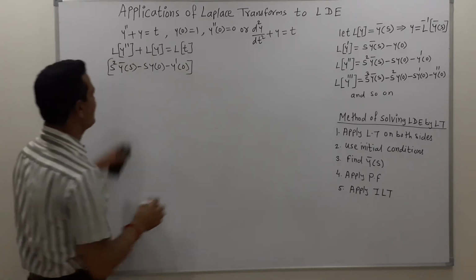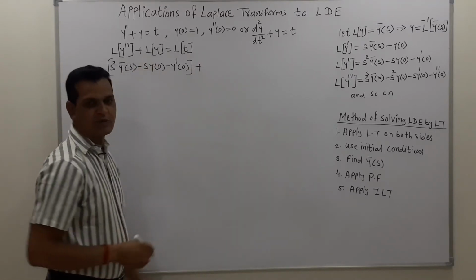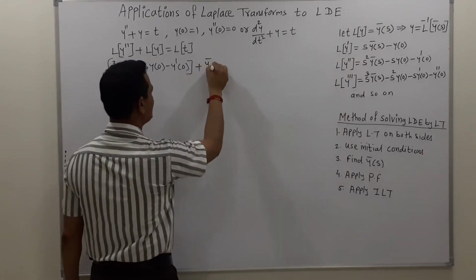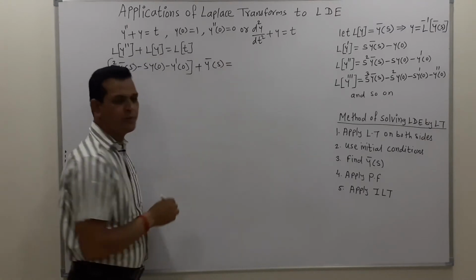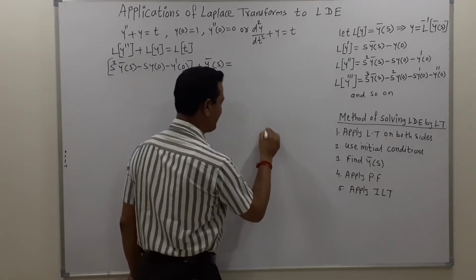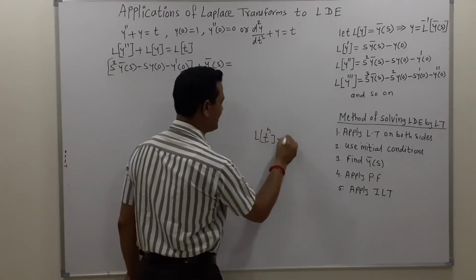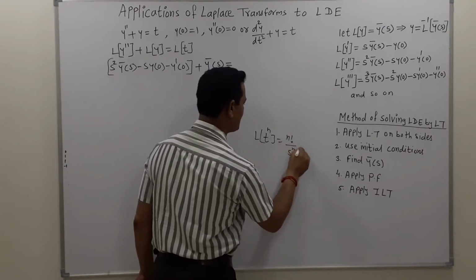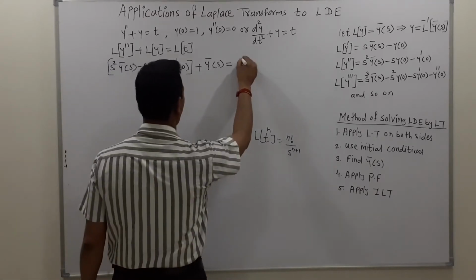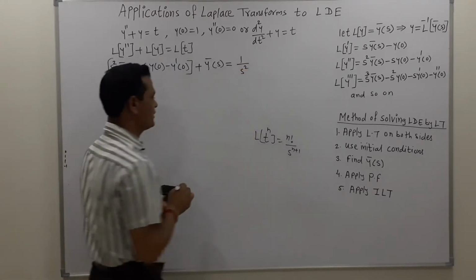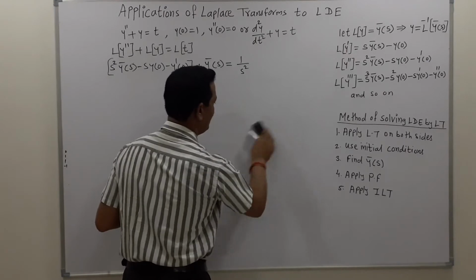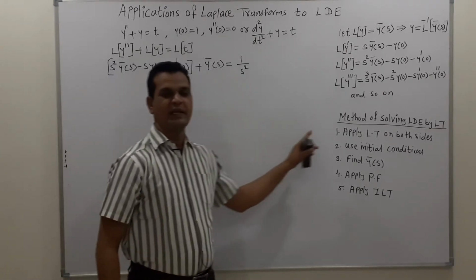So friends, this is the value of second derivative of y with respect to t. So now after writing this value, next is plus Laplace transformation of y. Laplace transformation of y is denoted by y bar of s. So we can write this as y bar of s is equal to Laplace transformation of t. So we know that this is the standard formula. Laplace transformation of t raised to n is equal to n factorial upon s raised to n plus 1. So friends, here value of n is 1. So we can write this as 1 upon s square, because value of n is 1, 1 plus 1 is 2. So this is the first step, which is called apply the Laplace transformation on both sides.